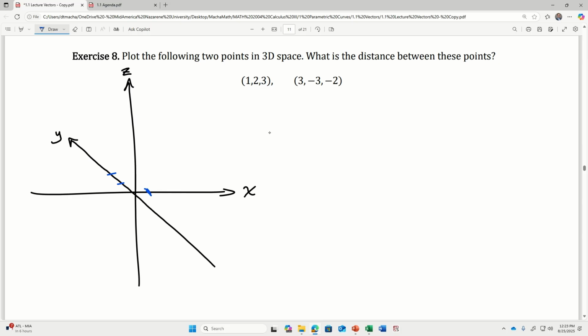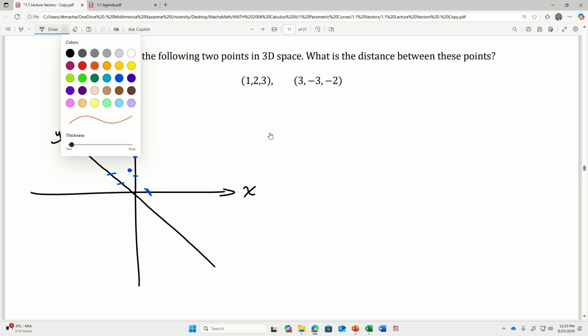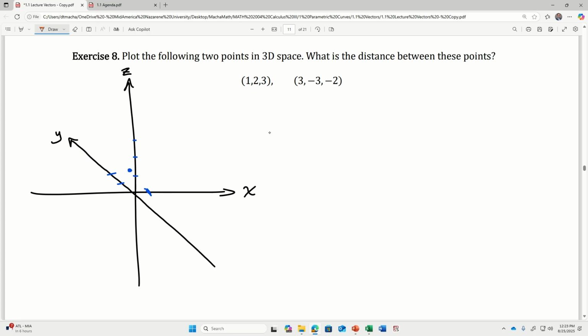So I'm making a little dot that's 1 in the x direction, 2 in the y direction. And I'm imagining that that dot is in the flat xy plane. And then now I need to go up 3 units in the z direction. And then this is the hard part. What would it look like for this thing to be up 3 units in the z direction? Maybe right here? I don't know. But that's my best attempt at placing that.